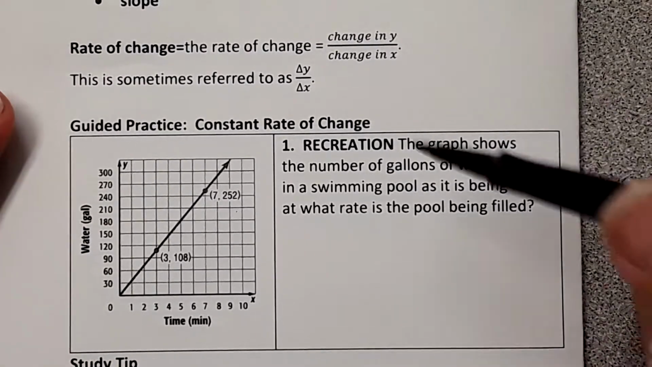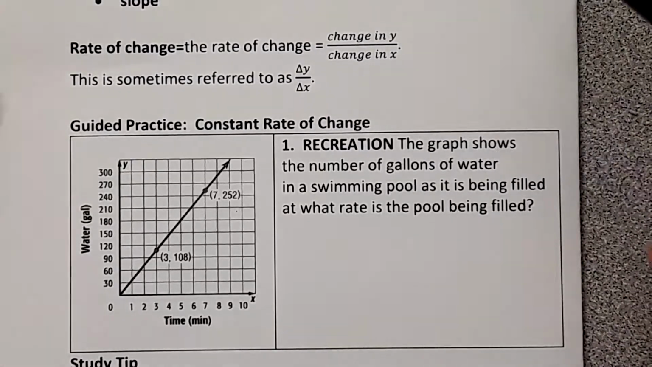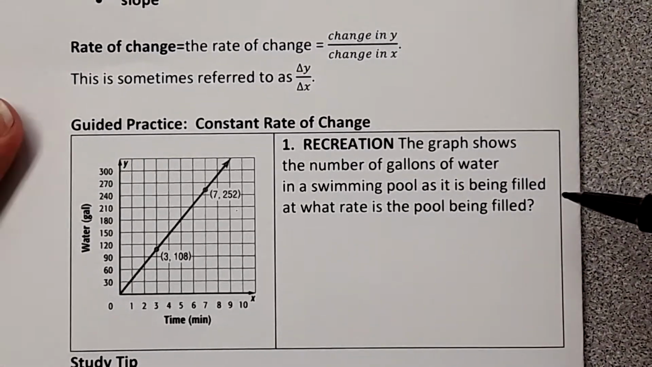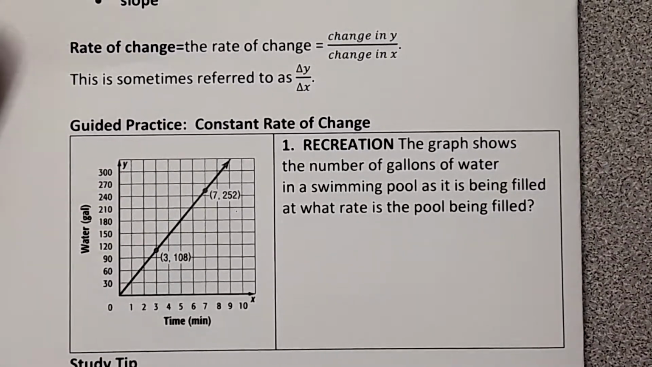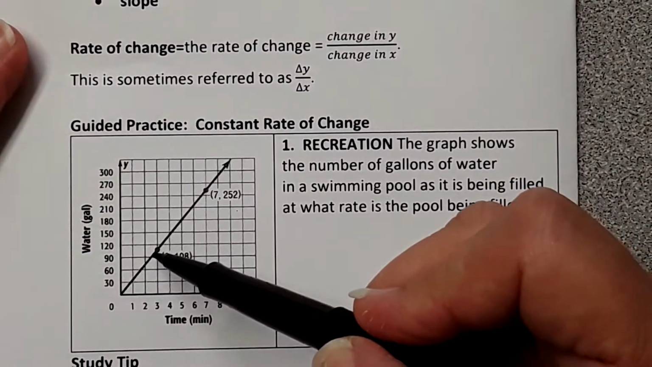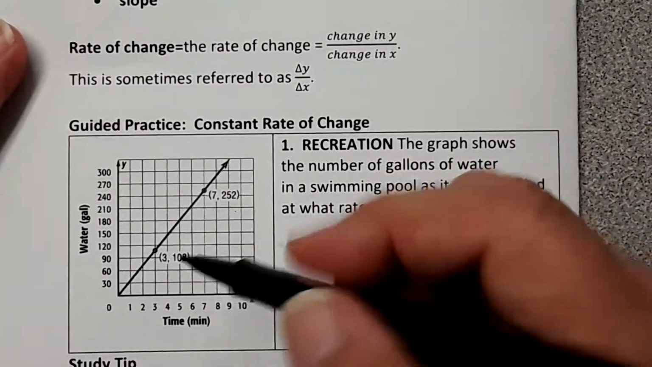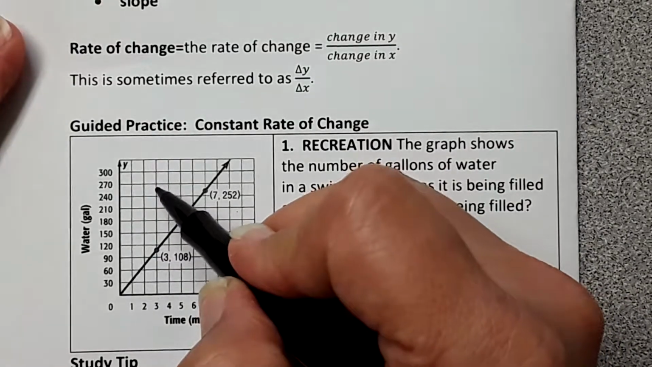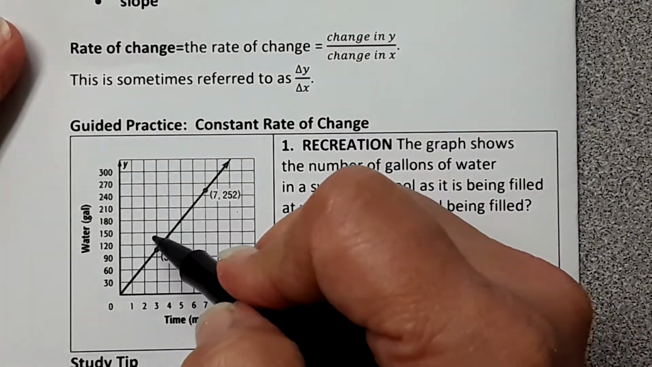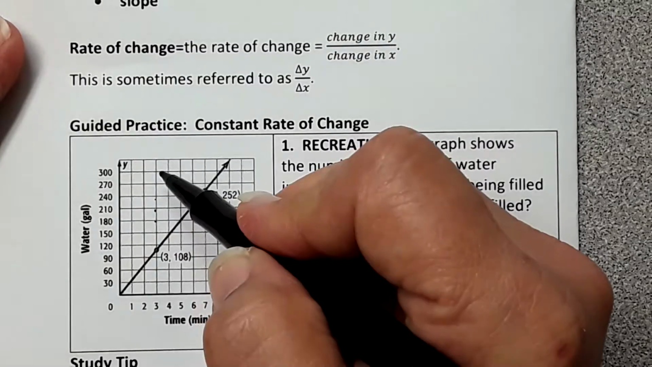Okay, so the graph shows the number of gallons of water in a swimming pool as it is being filled. At what rate is the pool being filled? So the change in y is going up or down. I always like to go up and over. So we're going to go up 1, 2, 3, 4.